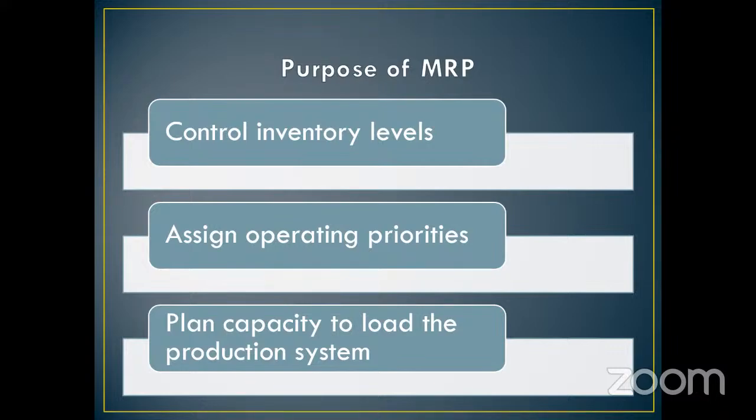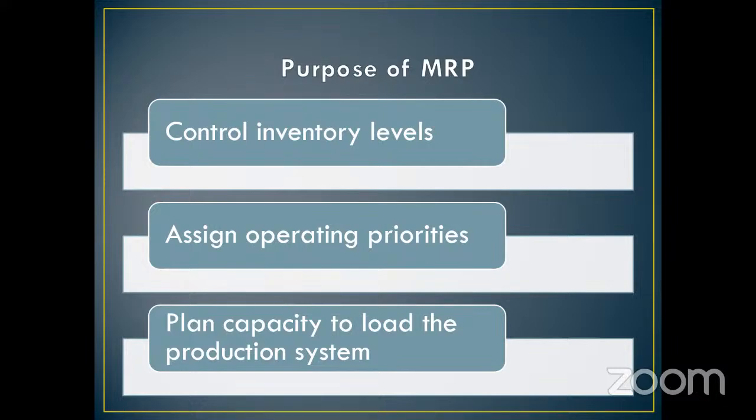Then assign operations priorities. Because on a priorities basis, we are manufacturing the product or customizing our product, right? According to the requirement, on an importance basis, what they required, on the basis of that, we have to assign the tasks and produce the things. Then plan capacity to load the production system.